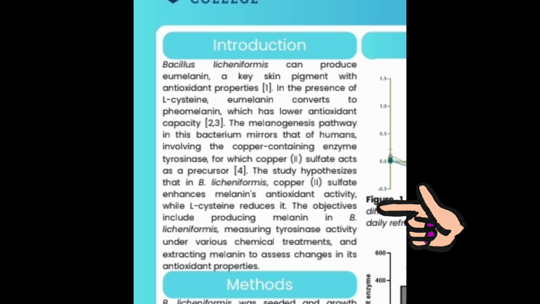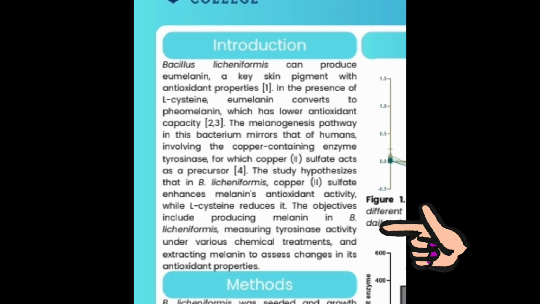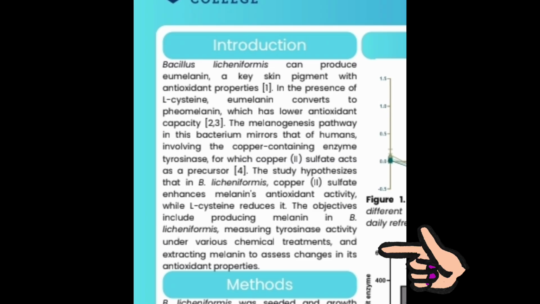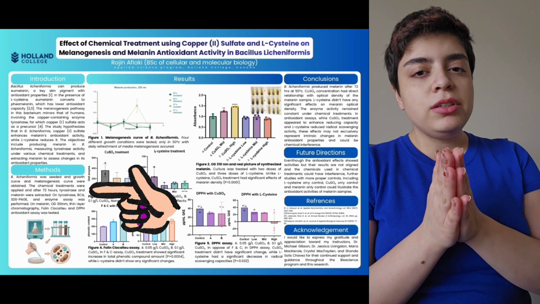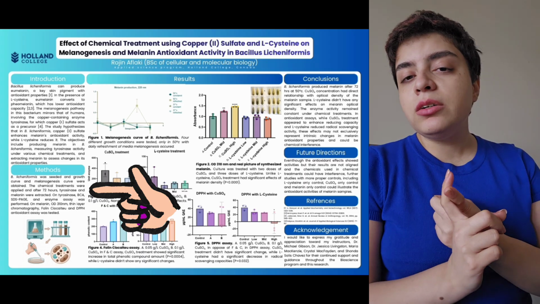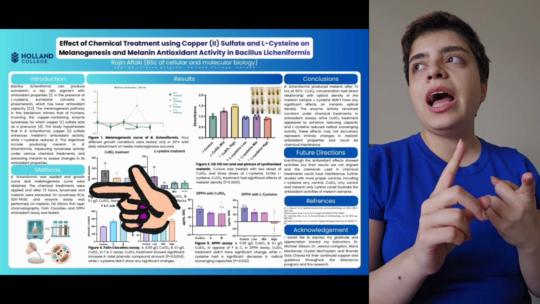And the objectives of this experiment are to first produce the melanin from the B. licheniformis culture, and then to extract the tyrosinase enzyme and test the enzyme assay on the tyrosinase, and after that to extract the melanin and try TLC, optical density readings, and antioxidant assays such as DPPH and Folin-Ciocalteu.